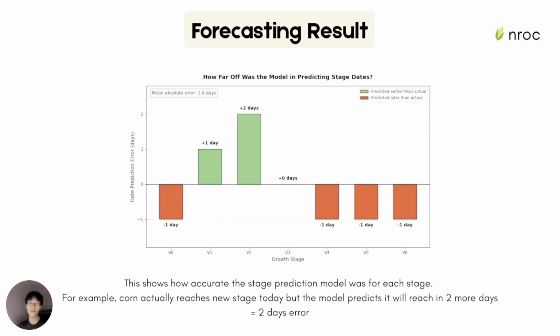Let's move on to another topic about forecasting result, and here is the graph about how far off the model was in predicting dates. This shows how accurate the stage prediction model was for each stage. For example, if corn actually reached a new stage today, but the model predicts it will reach in 2 more days, that would mean 2 days error. And the graph shows that the model predicts about 1 day errors.